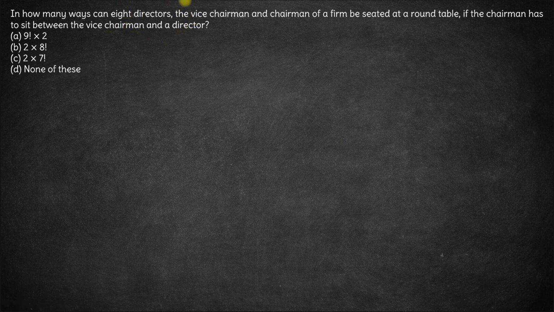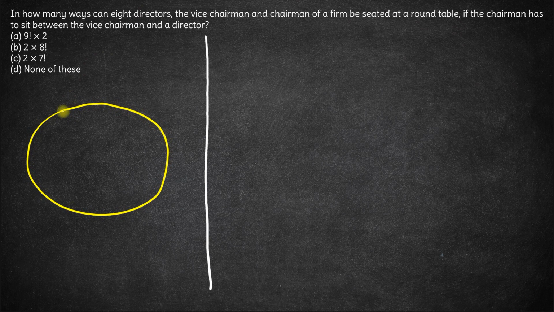Okay, so there are 2 ways of solving this question. Let's look at each of these ways. So what we have is there are 10 people to be seated around a circle such that the chairman is between vice chairman and a director. So if the chairman has to be between vice chairman and a director, we can also think of it in this way, that the chairman has to be definitely next to the vice chairman.